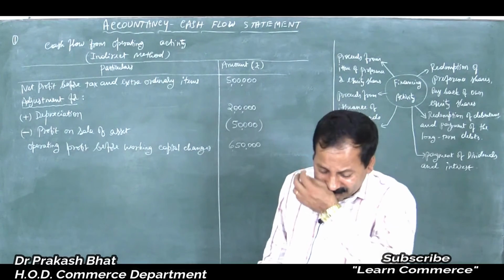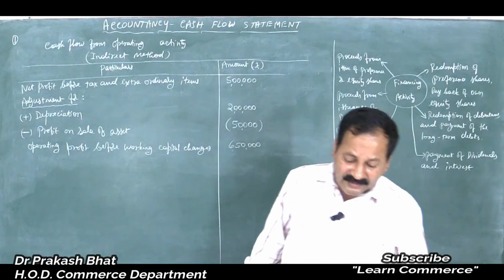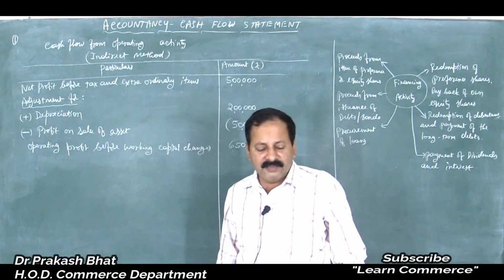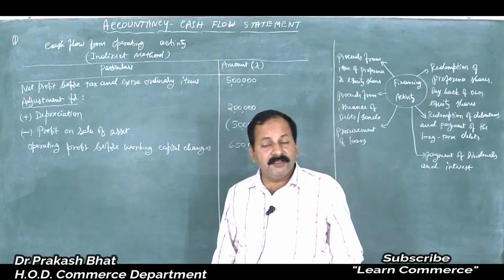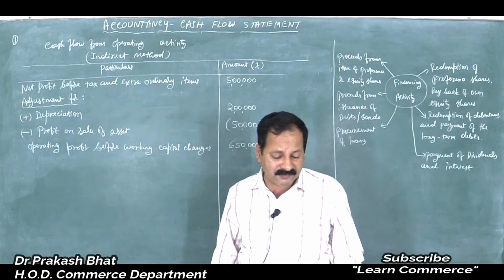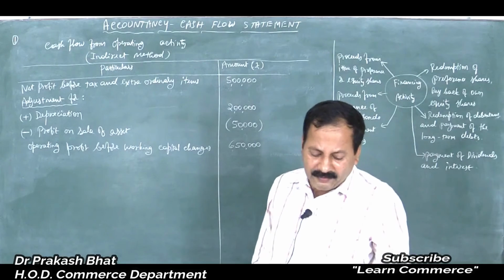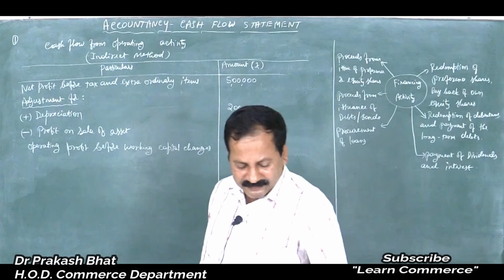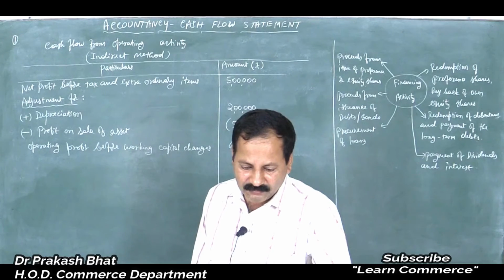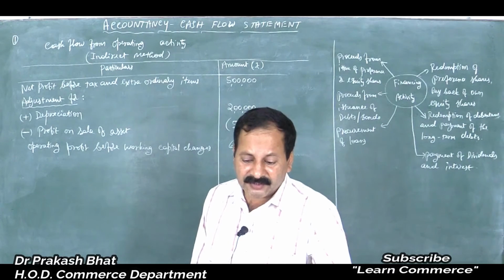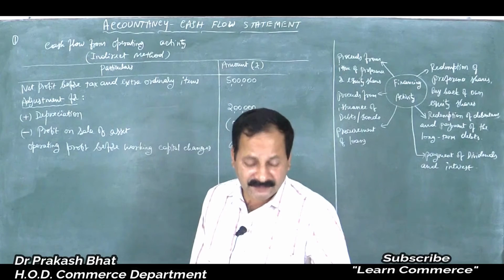Increase in trade receivables. This is a working capital change here. Working capital means current assets minus current liabilities. Here we will take up current assets and current liabilities. Am I correct? So trade receivables increased. Is it correct? Refer to the problem. Trade receivables increased during the year by rupees 40,000.